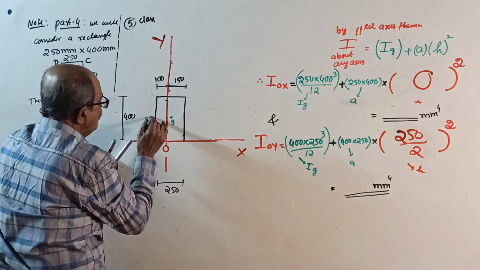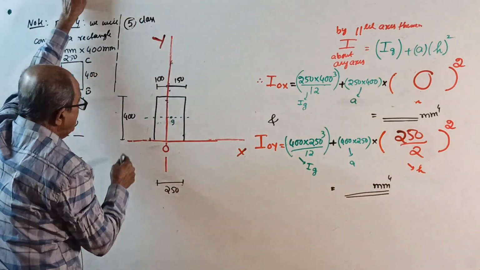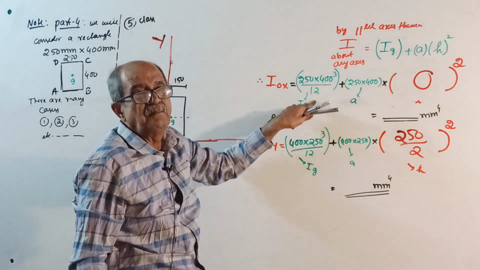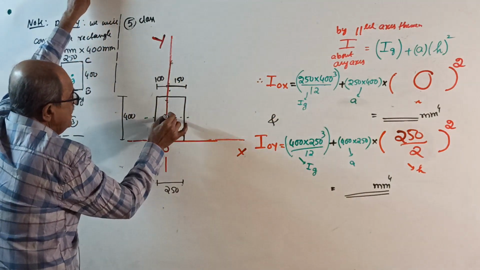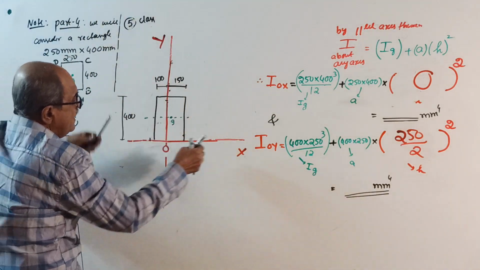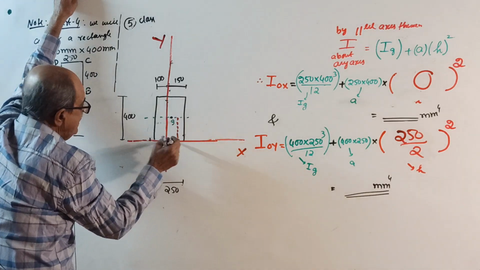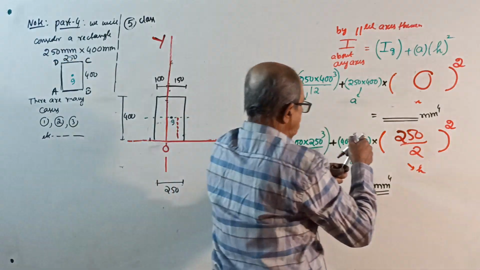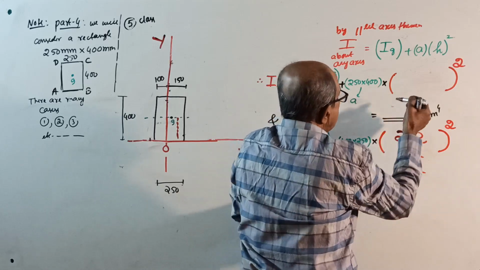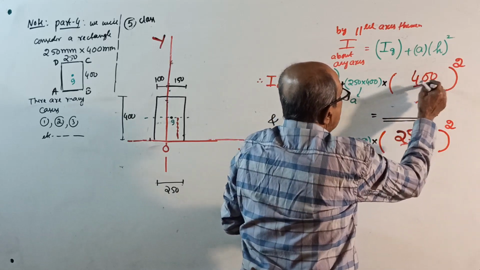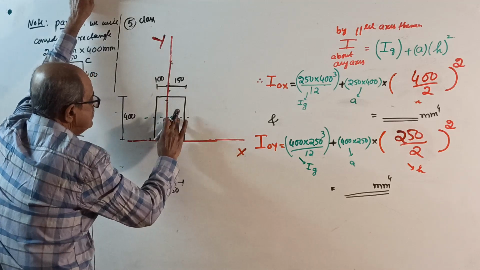I about its own axis. First I am telling I about OX: 250 into 400 cube by 12 plus area into, when you want I about OX from the centroid, we want the distance from centroid to OX. This distance square is exactly 400 by 2 square. That's important.